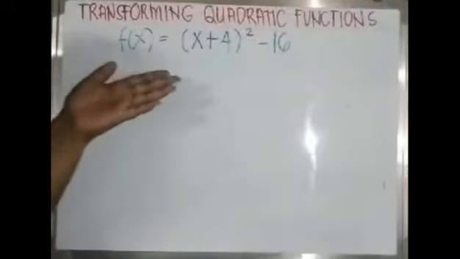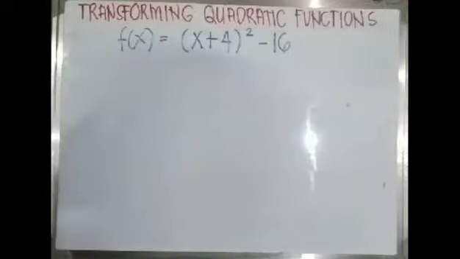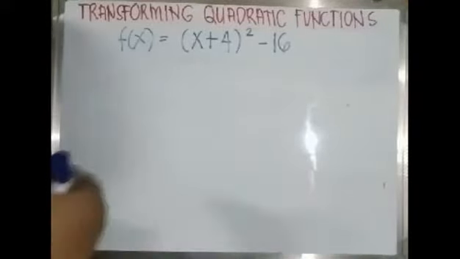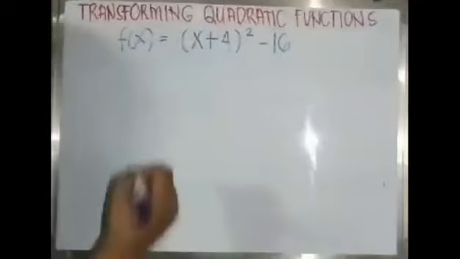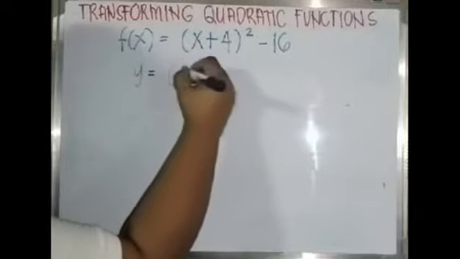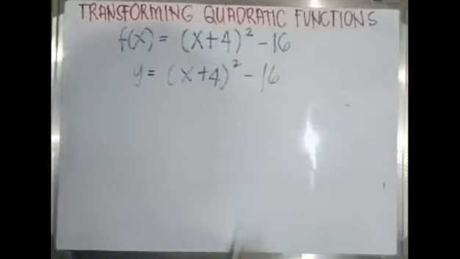This time, as you can see, our given problem here is in its vertex form. Now, we will be changing it into your general form. So, it's the vice versa of our part 1. So, how do we do that? Let's say this is your y, and that is (x plus 4) squared minus 16.